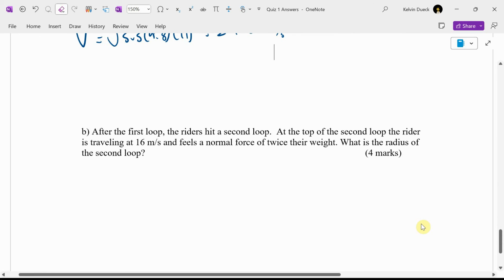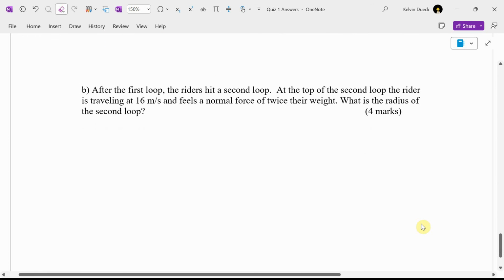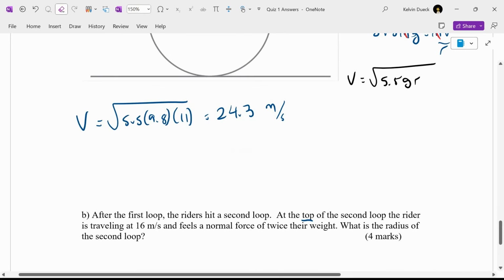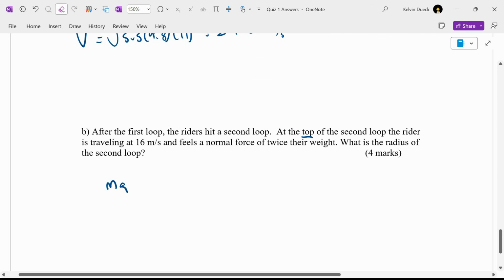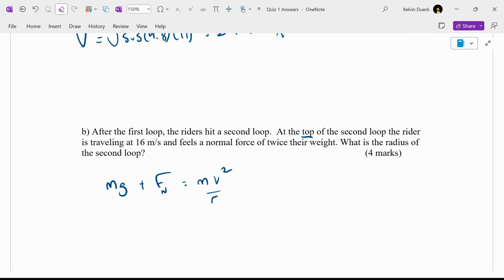B, oh, now they want the radius. I said B, we're still at the top, so it's actually the same free body diagram. I didn't bother redrawing it. In fact, I jumped straight to the same equation. I said it's going to be mg plus fn equals m v squared over r.